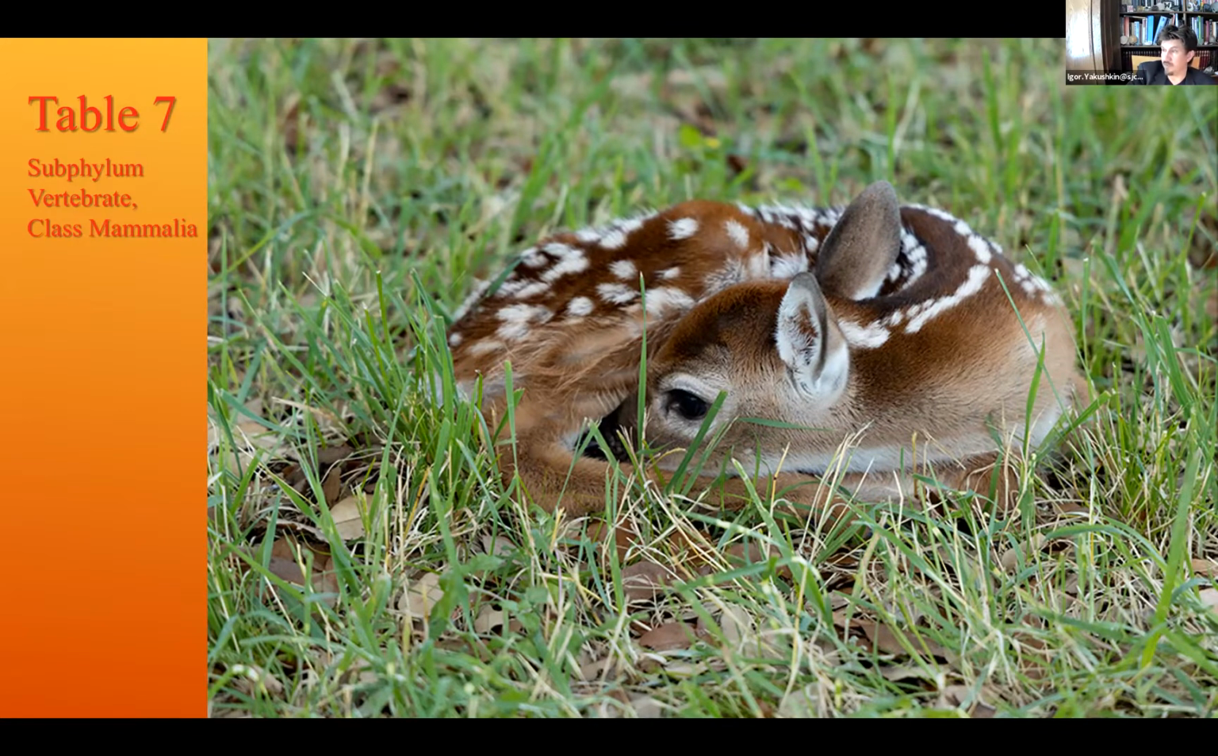Name 3 orders of reptiles. Turtles, lizards and snakes, so Testudines, Squamata, and Crocodilia: alligators and crocodiles. How do birds adapt to flight? Hollow bones, 4-chamber heart, modified breastbone to attach the flying muscles, feathers.